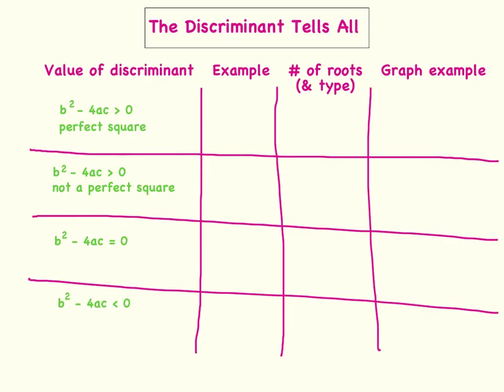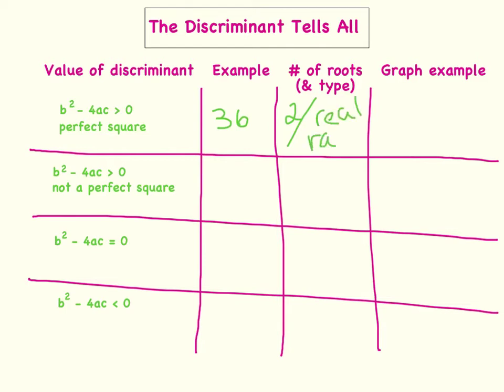Now let's see what the discriminant tells us. First, let's look at the discriminant that is greater than 0 and a perfect square. An example of this is 36. 36 is greater than 0 and it is a perfect square. So the number of roots you will have with a discriminant like this is 2. And the type of roots that this will be are real and rational.